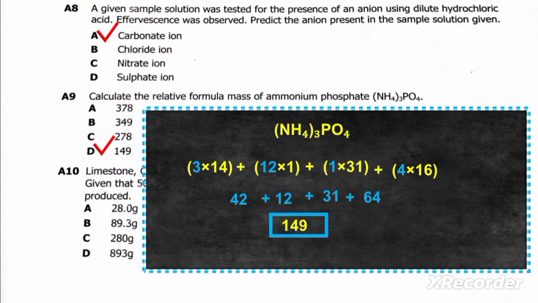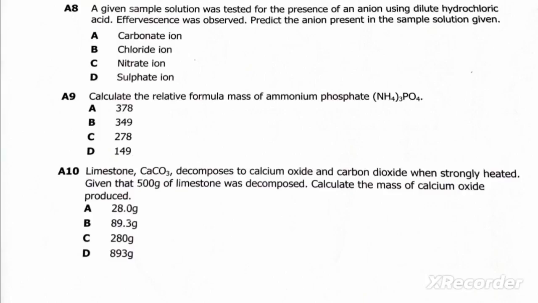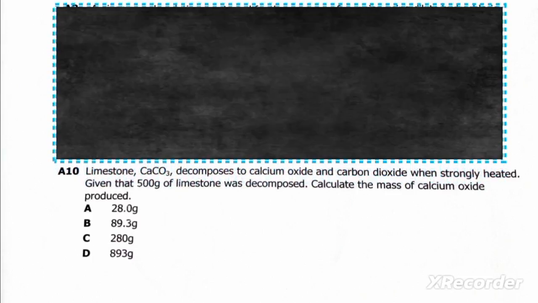We move to the next question, which is question A10. A limestone decomposes to calcium oxide and carbon dioxide when strongly heated. Given that 500 grams of limestone was decomposed, calculate the mass of calcium oxide produced. So what are we going to do to calculate the mass of calcium oxide produced?